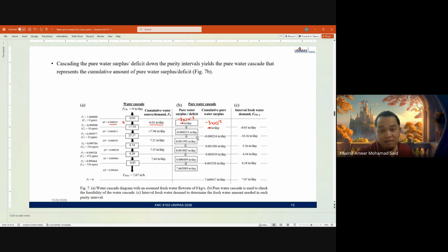The same thing for this interval: negative 17.96 multiplied with delta P here, and until here. Next is the cumulative pure water supply, so you do the cascading again. Next, you find how much freshwater demand is required.